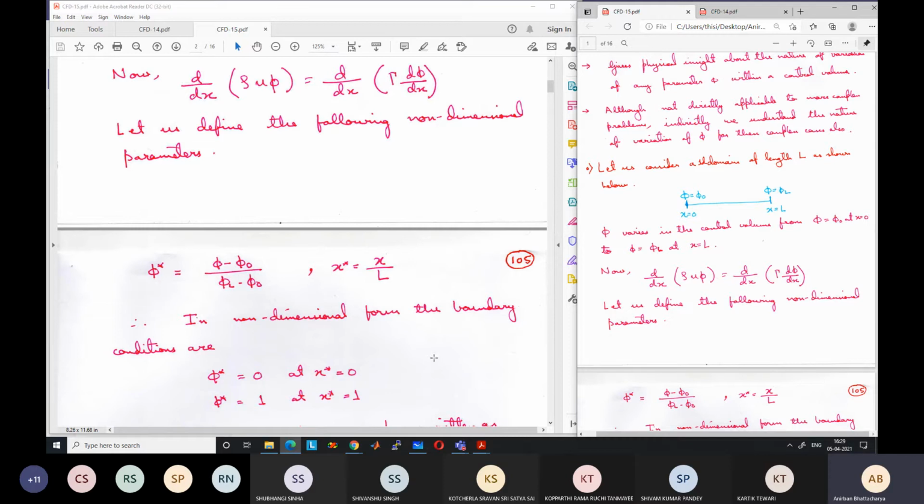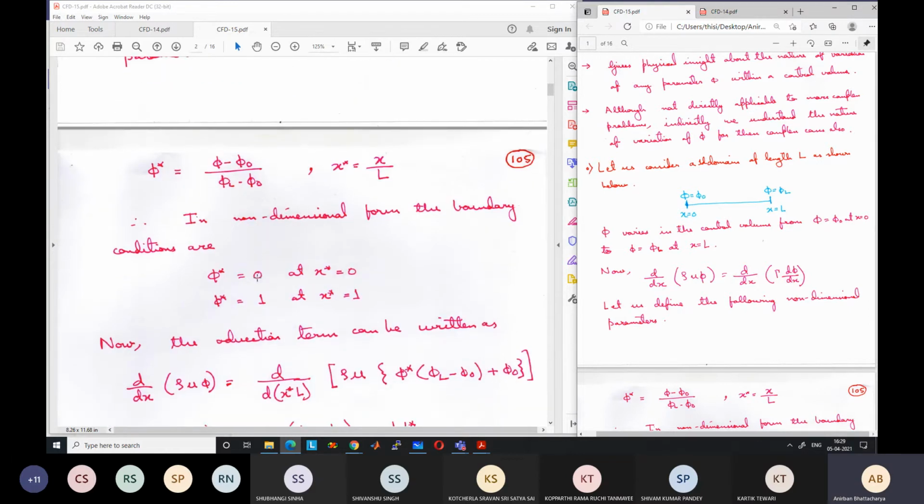Okay, and at x star equal to 0, phi star is equal to phi 0 minus phi 0 by phi L minus phi 0, so it is equal to 0. So phi star is equal to 0 at x star equal to 0, and at x star equal to 1, means at x equal to L, phi star is equal to phi L minus phi 0 by phi L minus phi 0, which is equal to 1. Okay. So the non-dimensional boundary conditions are phi star equal to 0 at x star equal to 0 and phi star equal to 1 at x star equal to 1.